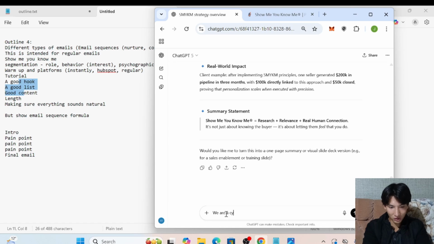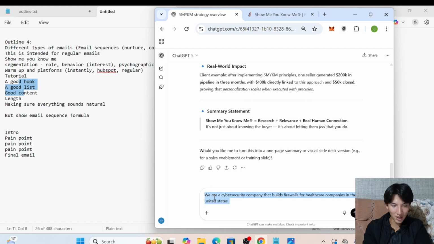we are a cybersecurity marketing company that builds firewalls for healthcare companies in the United States. Okay, so now I established a little bit of context, what I do and what problem I solve. And let's just say for small healthcare companies in the United States. Okay, now I want to write an email since we established this context.